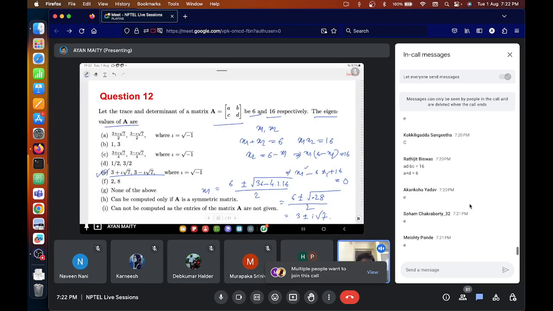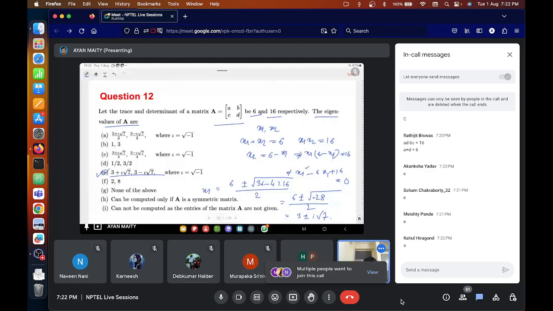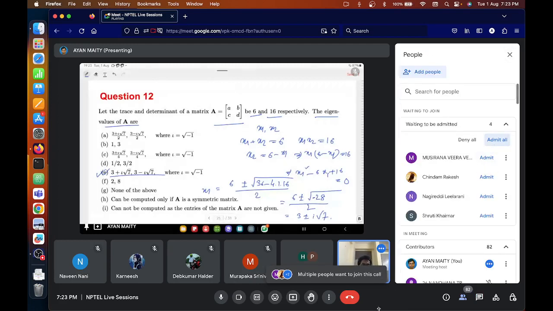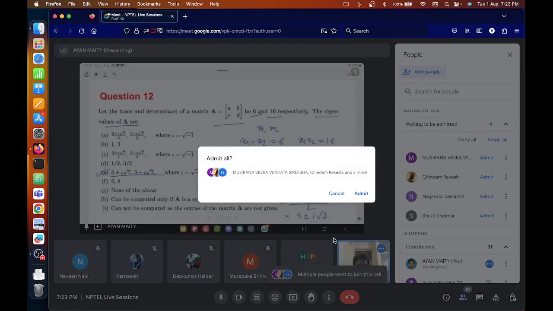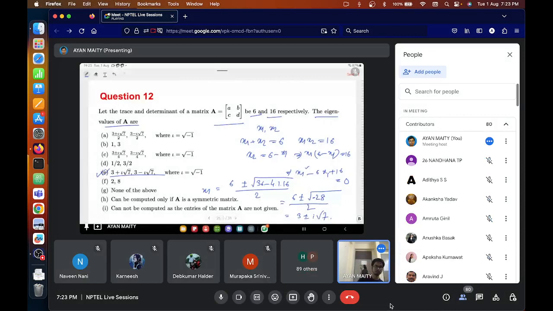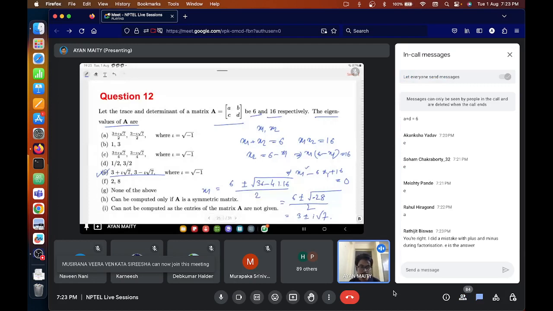Many of us have written F, and some of you have also written A. So this is how you have to do it. First you represent the trace as the sum of the eigenvalues and the determinant as the product of the eigenvalues, and then you formulate the quadratic equation and solve it. This is what you have to do. So option E is the correct answer.